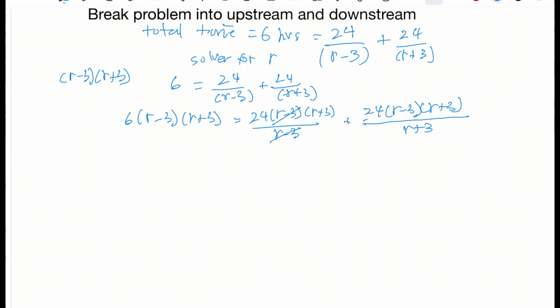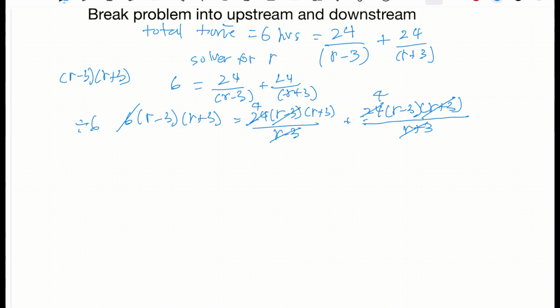So the r minus 3 goes away there, r plus 3 goes away there, and we see that we've got a 6, which will divide into 24, so we can divide everything by 6 now. So that goes away. The 24 becomes a 4. And this 24 becomes a 4.